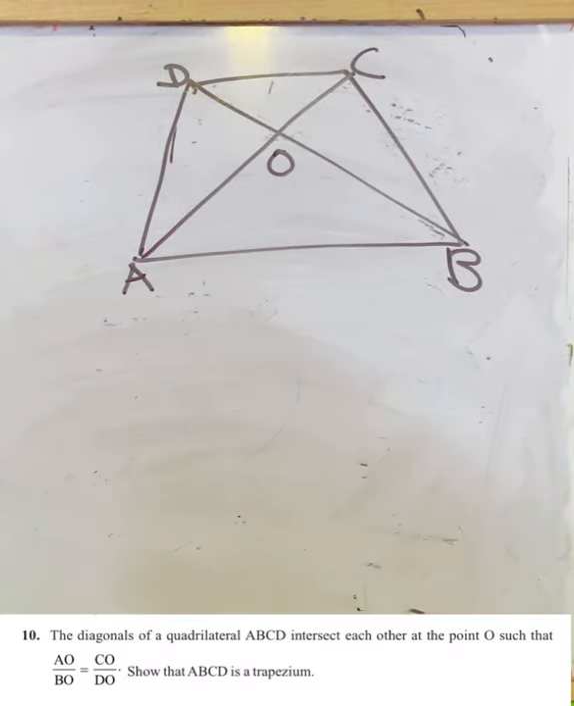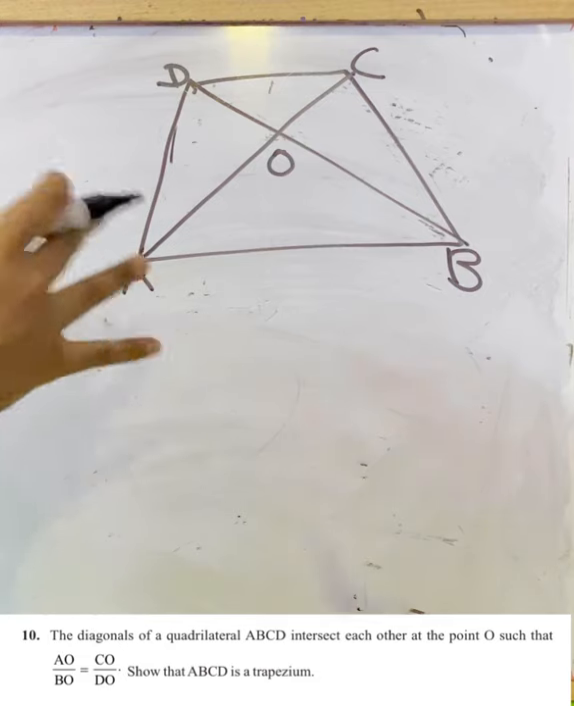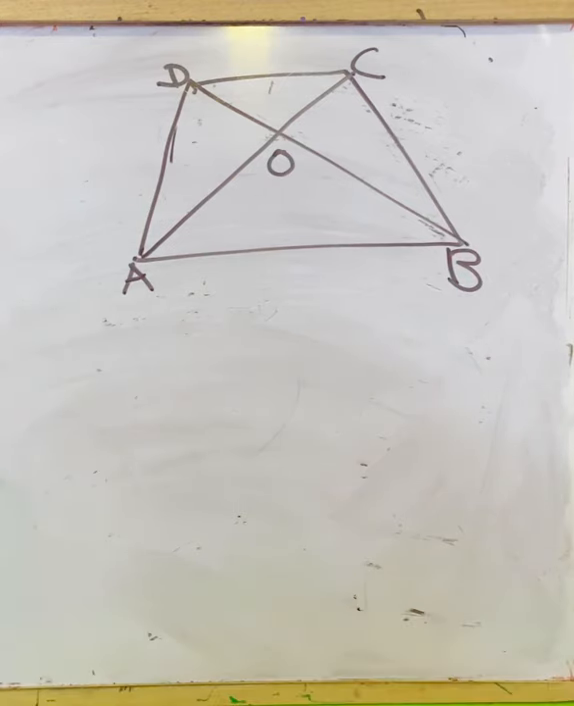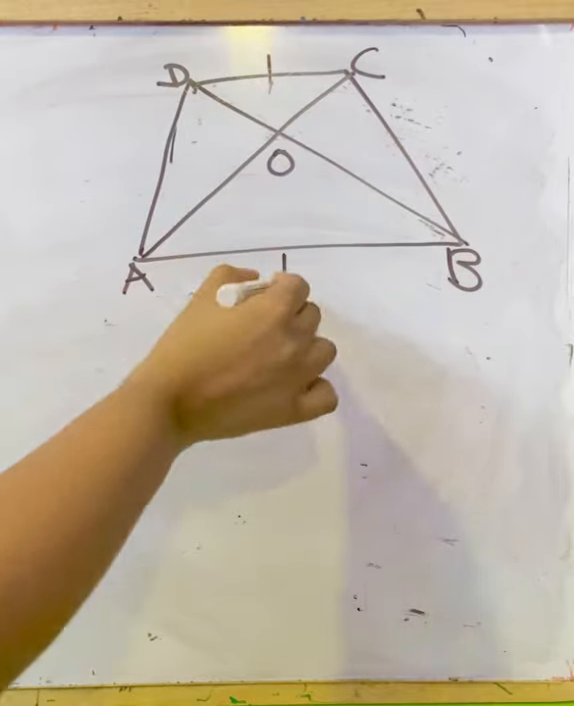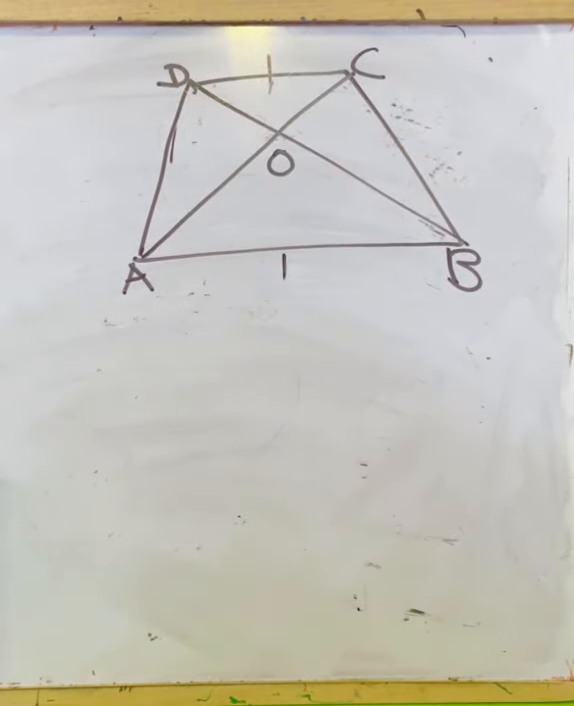Next question. The diagonals of a quadrilateral ABCD intersect each other at the point O such that AO by BO equal to CO by DO. Show that ABCD is a trapezium. It is the converse of the previous question. Here the ratio is given. We have to prove that this is a trapezium. How will you prove that it is a trapezium? The condition for trapezium is these lines should be parallel. That we have to prove now.